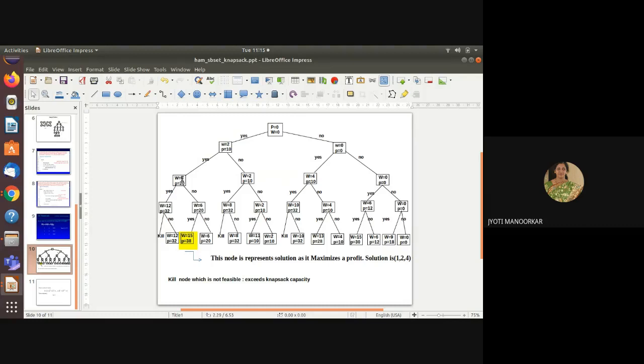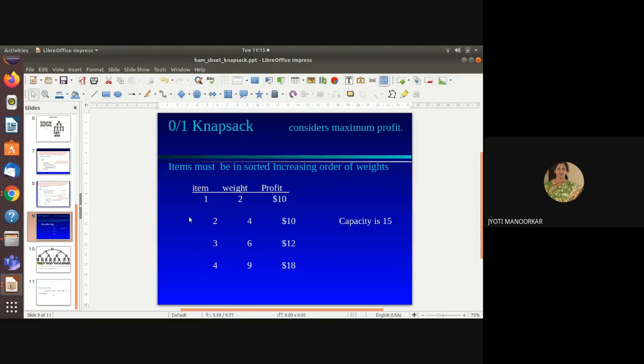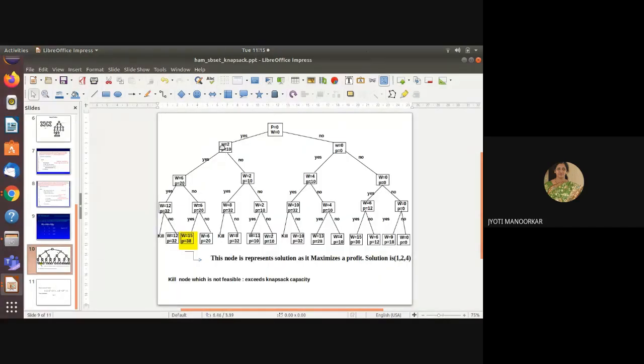So the current weight will be the previous weight. How much was it? It was 2 after the first element was included. Now if you are trying to include the second element, its weight is 4. So 4 plus 2 gives 6. Check it with the remaining capacity of the knapsack. How much capacity of the knapsack remains here at this node?